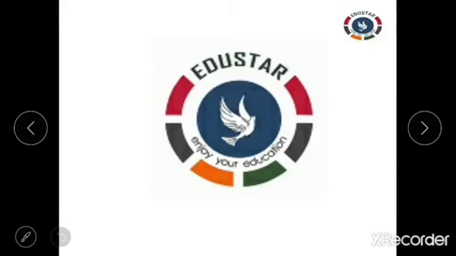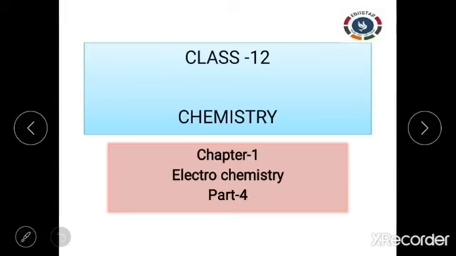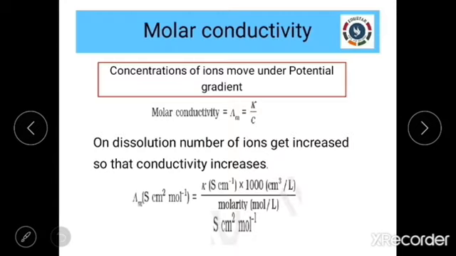This is class 12 chemistry and you are with me in part 4 of the unit electrochemistry. In the previous class itself we discussed molar conductivity. Now we have to see some details about the molar conductivity. Molar conductivity is the conductance of ions under a potential gradient, right?